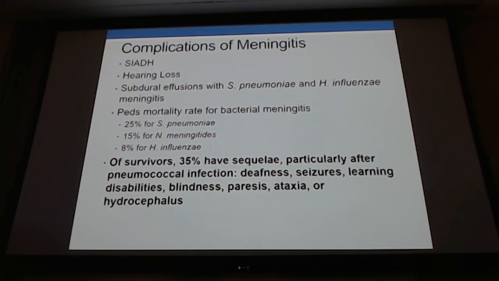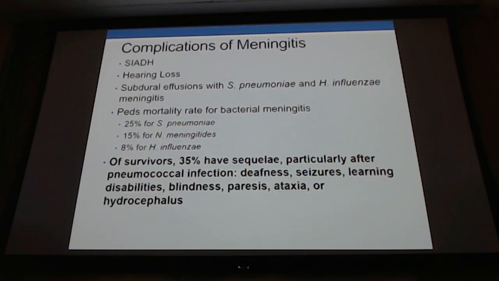So SIADH, what does that stand for? Syndrome of inappropriate antidiuretic hormone. Yep. Too much or too little ADH? Too much. So what's happening with their fluid with that? Retention. Retention, correct. So too much retention of fluids. You have hearing loss as well. What cranial nerve is responsible for hearing? 8. Yep. So that 8th cranial nerve is highly susceptible to this.